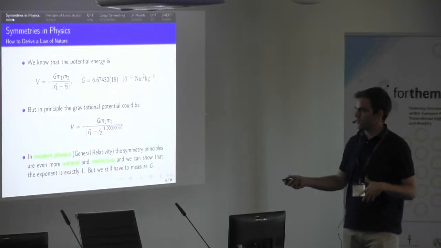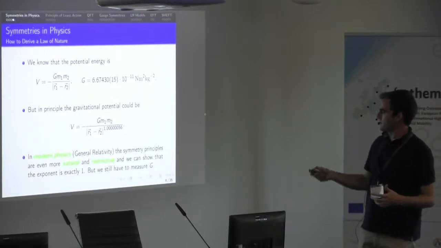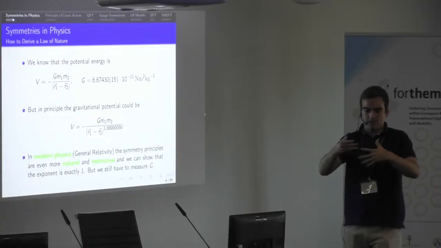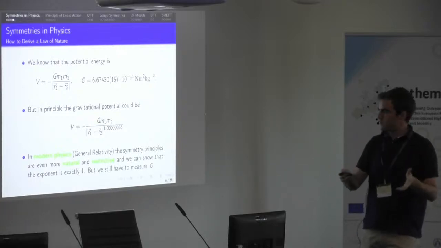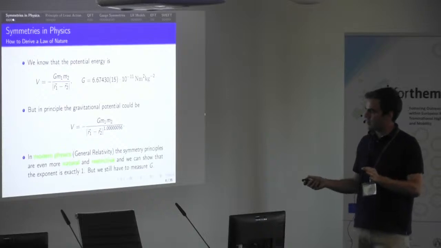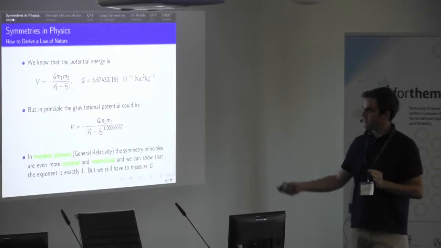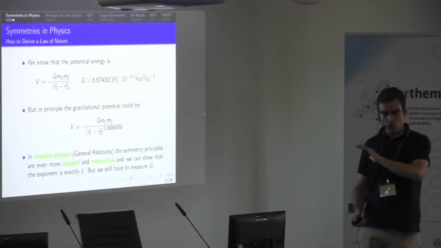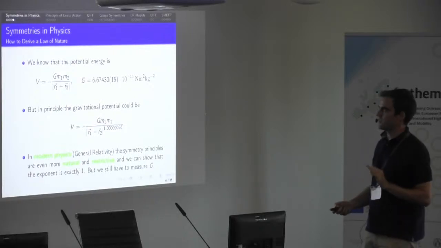And this is something that we will find also in effective field theories. We will have several coupling constants that are free, that we have to measure, but the laws of physics are extremely constrained. This has to be the potential. There's no other option if we want to satisfy certain symmetries.